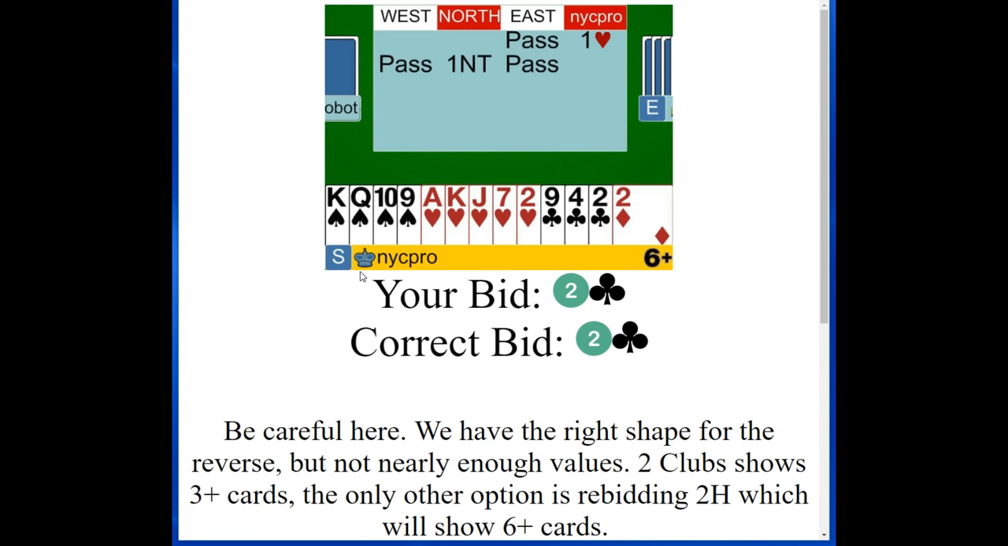Anyone have any questions on this particular one? This is a very tough situation, and it's always going to be tough when you have this hand and it goes a heart and no trump. Because the second best suit you have is clearly spades, but there's no way you're ever going to be able to show it without also showing extra values. And that's a lot of the problems with reverses, are knowing when you can't reverse, right, and avoiding that situation.